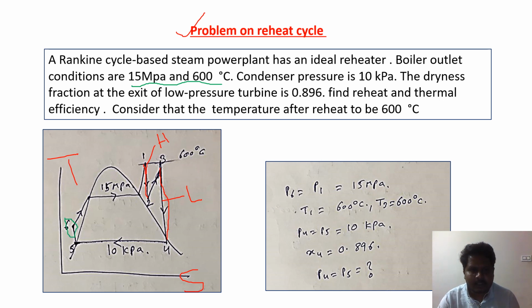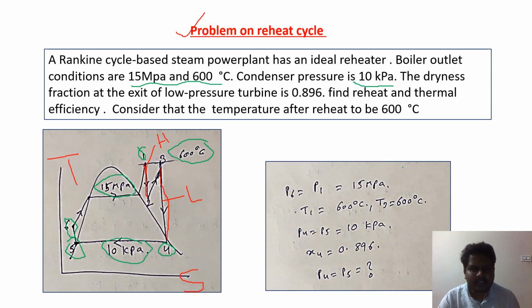Process 6-2-1 is the heat addition process. Here the pressure is 15 megapascal and temperature is 600 degrees centigrade. Condenser pressure is 10 kilopascal. Process 4-2-5 is the heat rejection process. Here the pressure is 10 kilopascal.